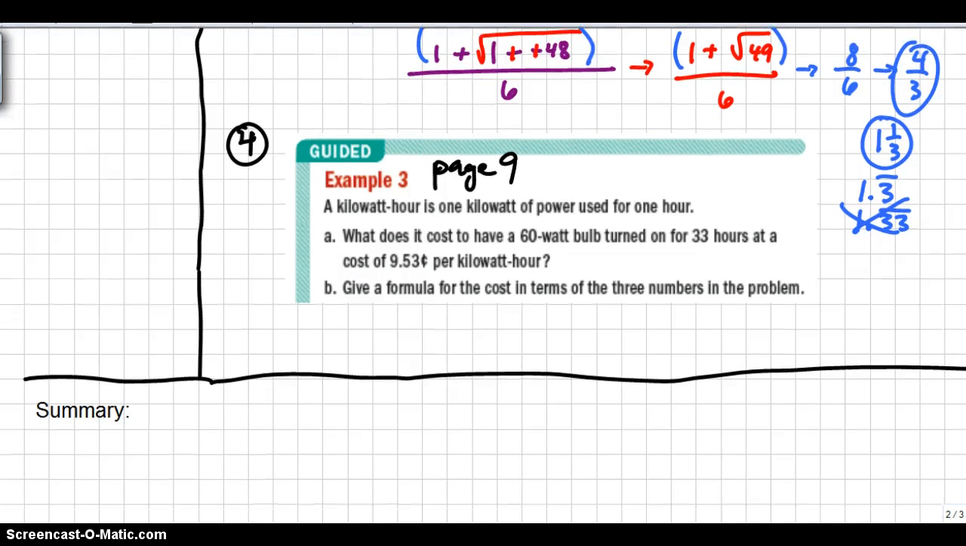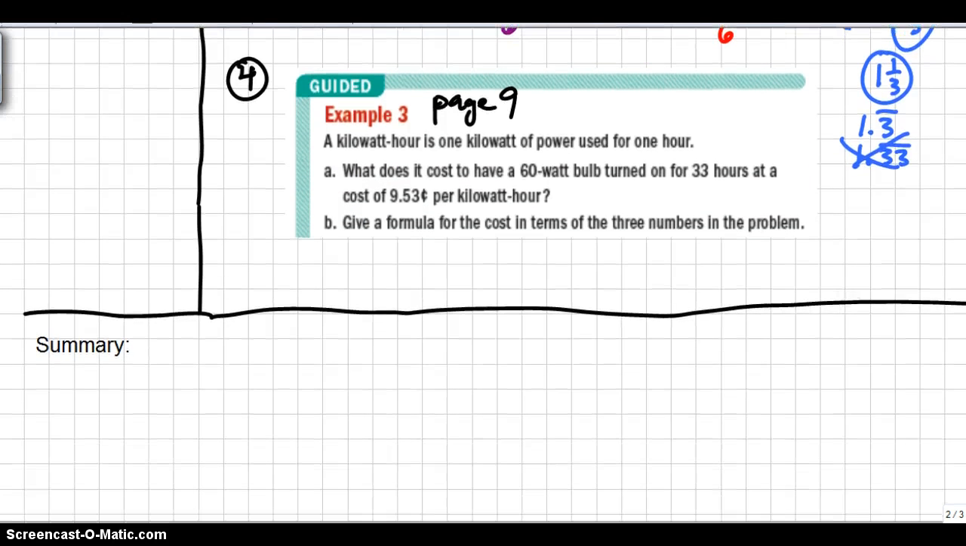Our last example is simply to assist students with one of the examples in the book. It has to do with kilowatt hours, which tends to be a little bit of a trickier subject for some students. In particular, part A. A kilowatt hour is 1 kilowatt of power used for 1 hour. They give us a bunch of information. A 60-watt bulb is turned on for 33 hours at a cost of 9.53 cents per kilowatt hour.